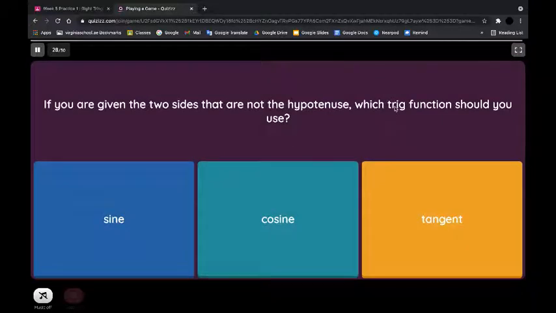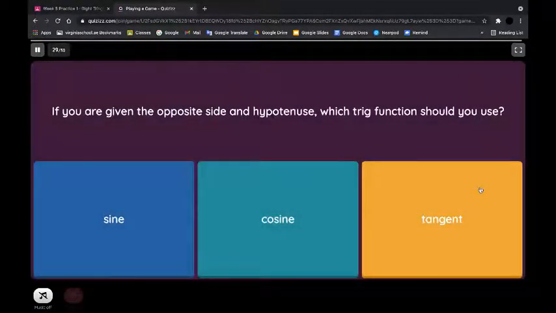If you are given the two sides that are not the hypotenuse, which trig function should you use? So the two sides that are not the hypotenuse in a triangle are the adjacent and the opposite. The only trigonometry function which does not include the hypotenuse, and only the opposite and adjacent, is the tangent. Because the formula for the sine includes the hypotenuse because it is opposite over hypotenuse. The formula for cosine also does, as it is adjacent over hypotenuse, but the formula for tangent does not include the hypotenuse because it's opposite over adjacent, so the answer is tangent.